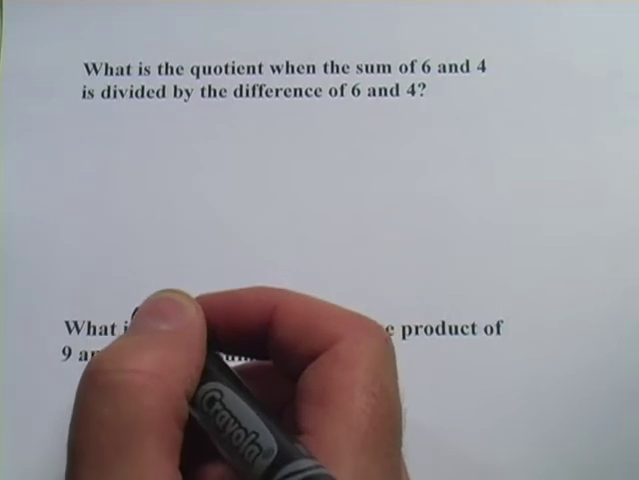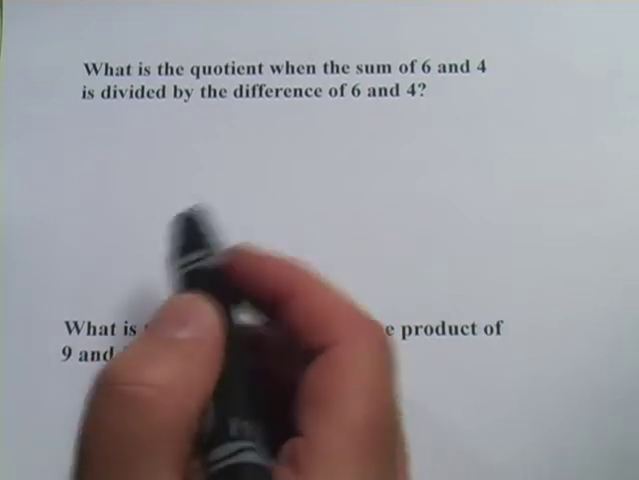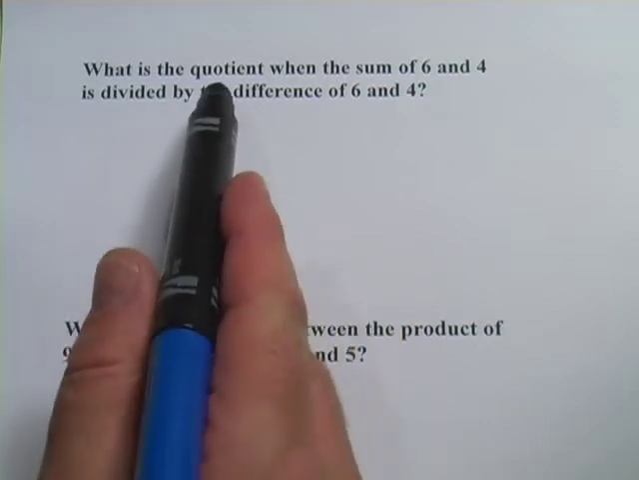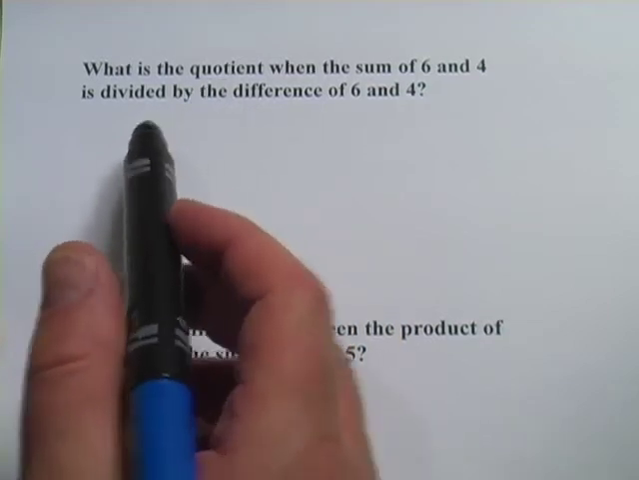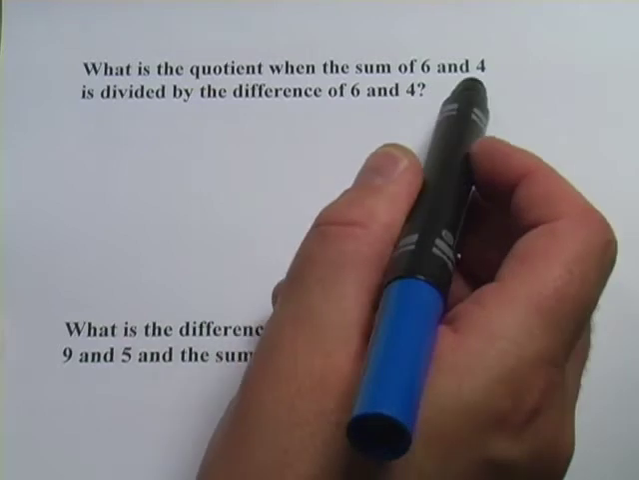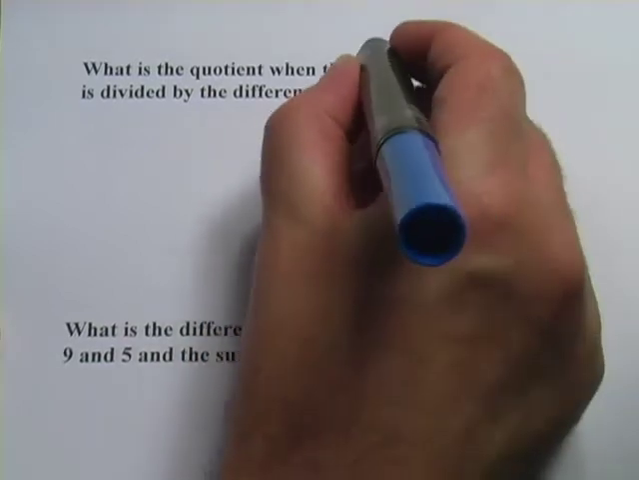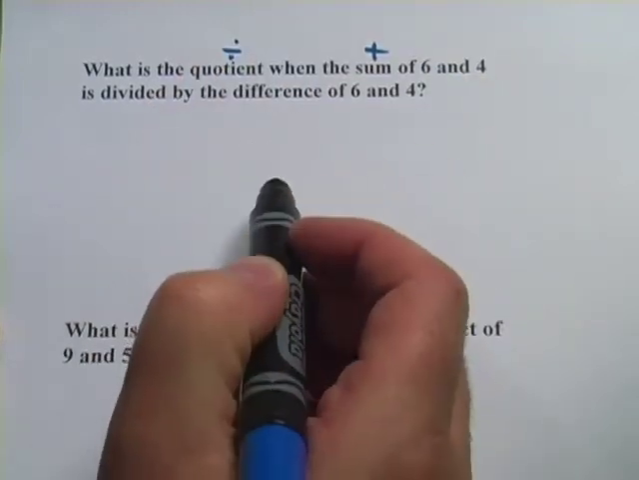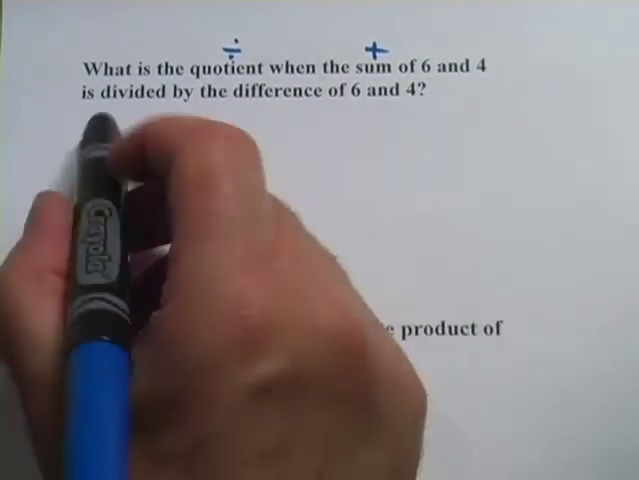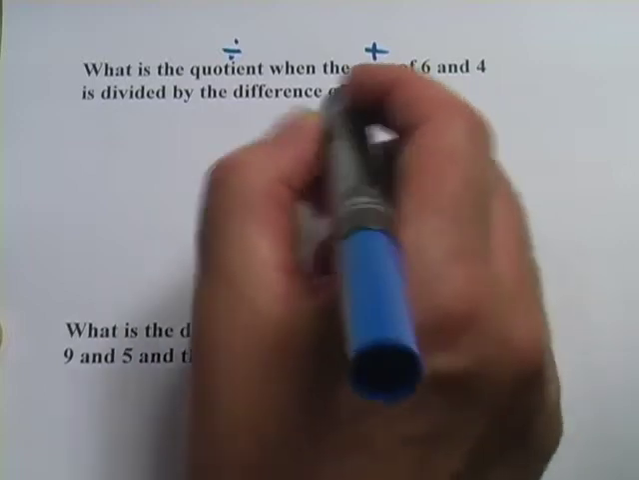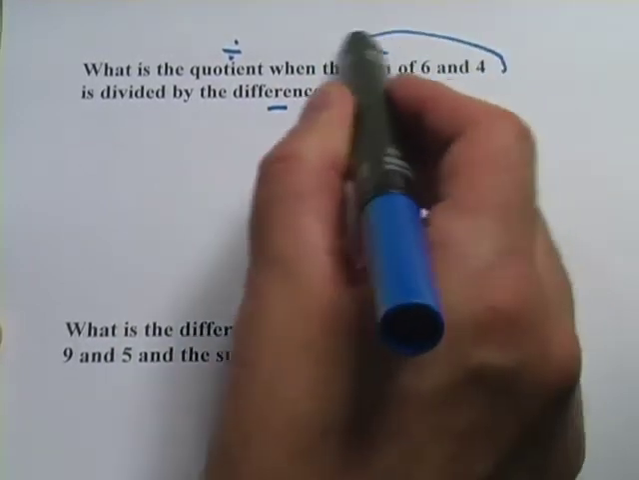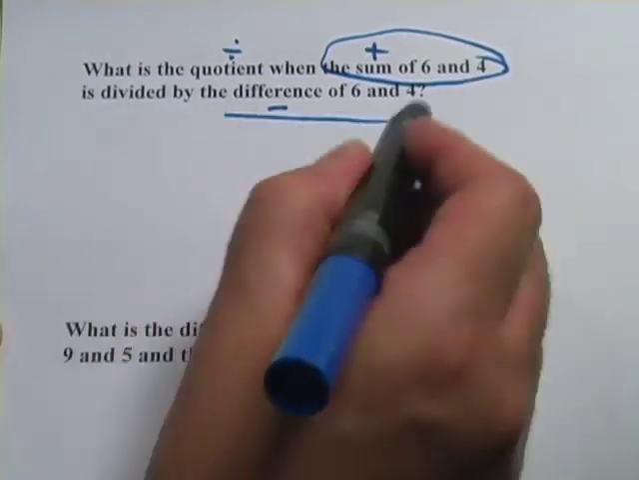These problems are word problems where you kind of have to do more than one step. Let's take a look at this. What is the quotient? And that's when you divide. When the sum of 6 and 4, and sum means add, I'm just going to put some symbols in here to help me remember. The sum of 6 and 4 is divided by the difference of 6 and 4, and difference means subtraction. So we're going to take this number and divide it by this number.